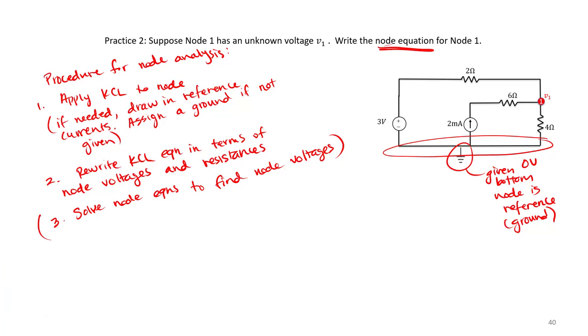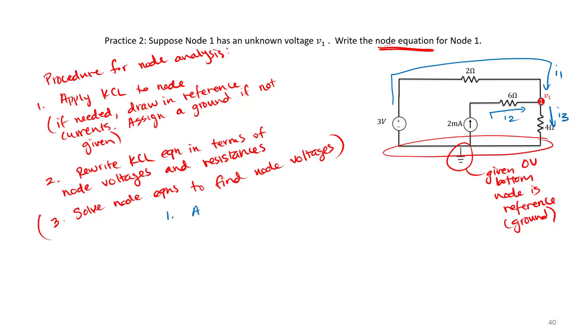So they did not tell us what direction our currents were flowing, so I'm just going to assume some directions. So I'm going to assume I have I1 flowing from my 3-volt source into V1. I'm going to assume I have I2 flowing from that current source into V1. And I'm going to assume I have current I3 flowing from my voltage source V1 down into the ground. Remember, it does not matter which way you draw your arrows as long as you hold a consistent sign convention.